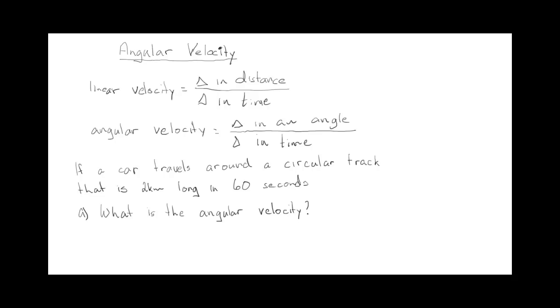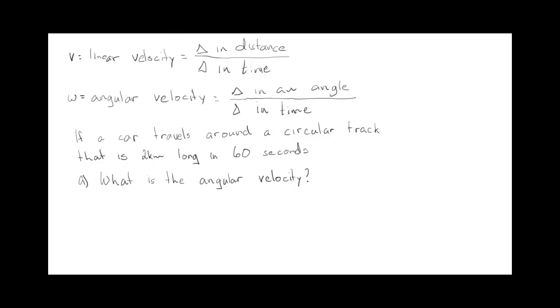Letters we use to denote these two quantities: usually we'll use V for linear velocity, for obvious reasons, V for velocity. For angular velocity, because we're measuring an angle, we usually use Greek letters for angles. The letter we use is this one. It looks a little like a W, but it's actually what we call an omega, a lowercase omega. We use a lowercase omega for angular velocity.